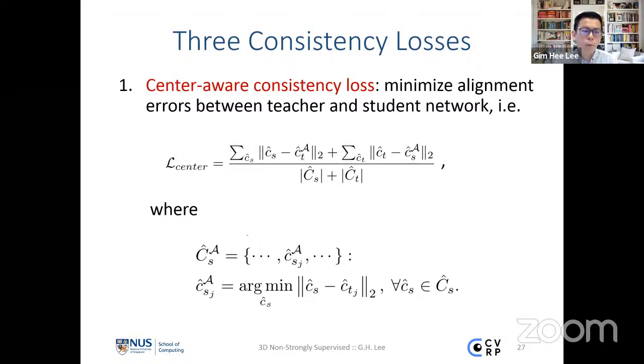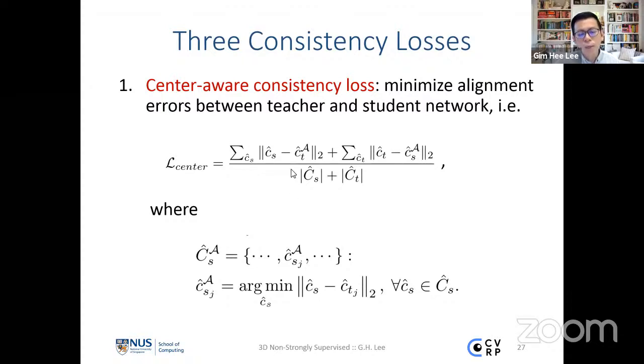The first loss that we propose is the center-aware consistency loss. The idea behind this is that we want to minimize the alignment error between the teacher and the student network. In the student network, the stochastic transformation is applied to the input point cloud before we input it into the student network. In the teacher network, we input the original point cloud and apply the transformation after, on the outputs of the teacher network. And here we want both of the outputs to be self-consistent with each other. We simply align the centers of the bounding boxes that are predicted from the teacher and the student network.